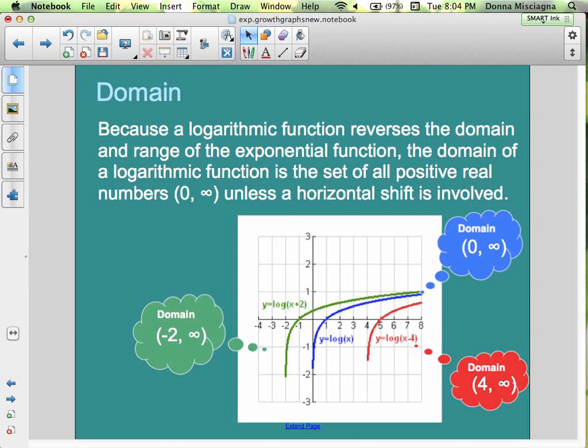Normally, the domain is going to be 0 to infinity, but if you shift to the left, you're going to change the domain, just like if you shift to the right. So y equals log x minus 4, that shifts 4 to the right. Our domain is 4 to infinity.